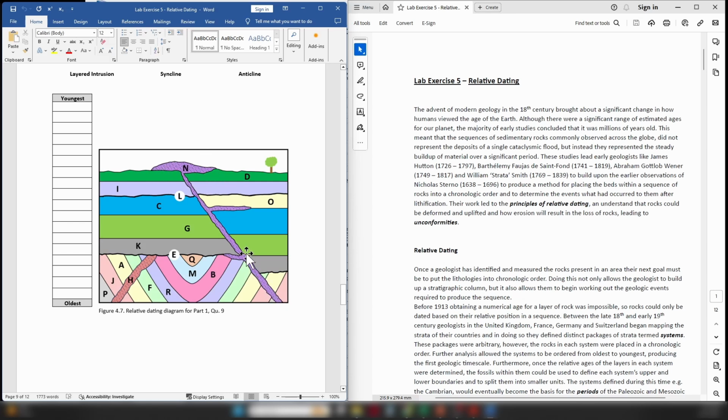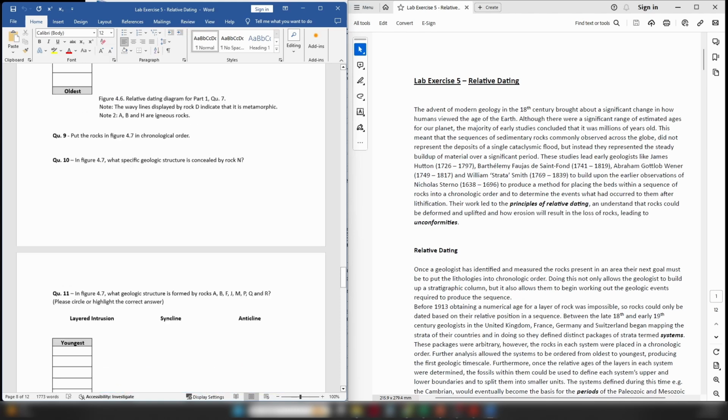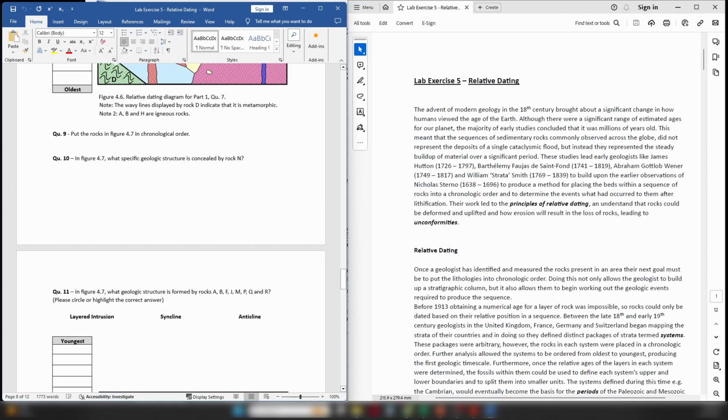Okay, and you can see that N has taken a path along another feature. So notice how C, G, and K are clearly offset. C has clearly dropped down, same with G, same with K. So there's obviously another feature here that's being hidden by the dike that leads to the volcano at the surface. So one of the questions is going to ask you to try and work out what that feature is.